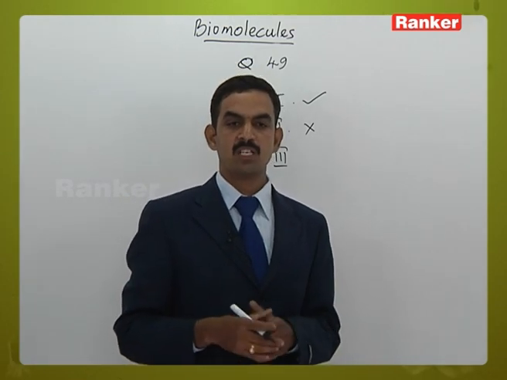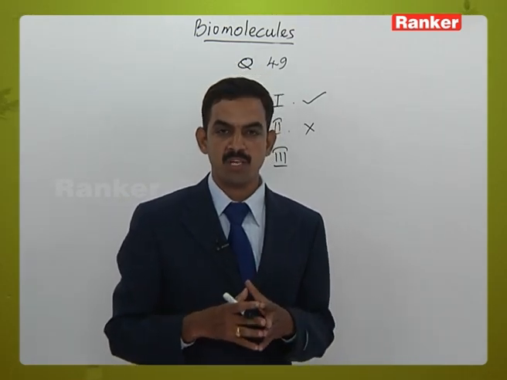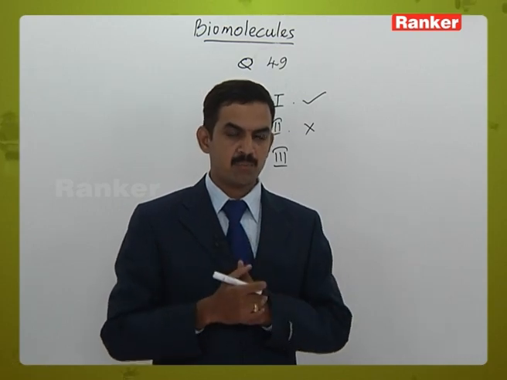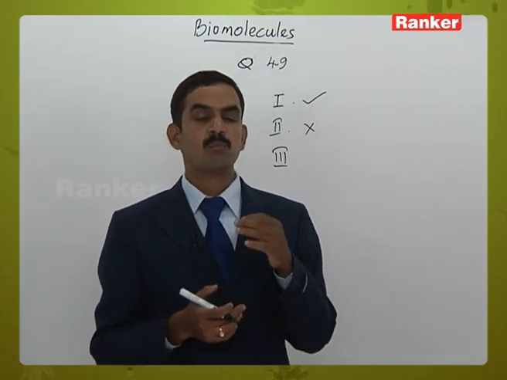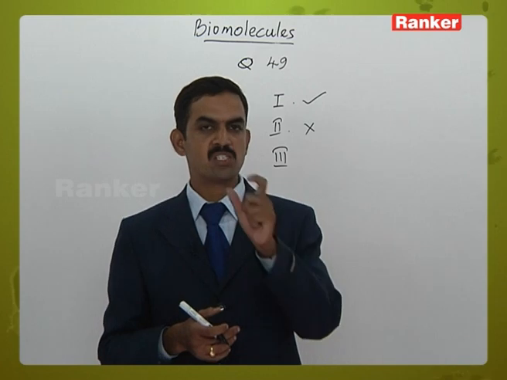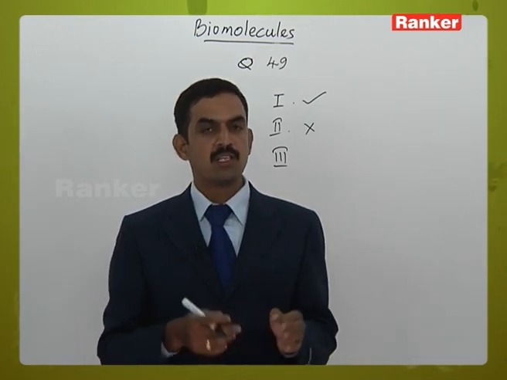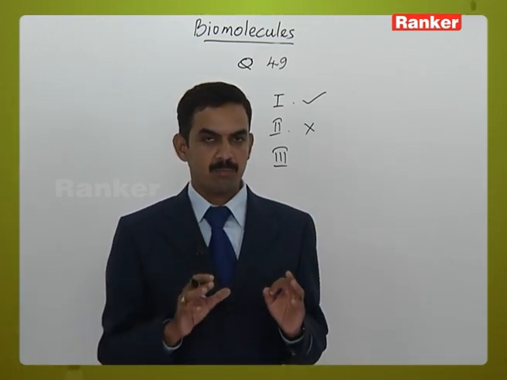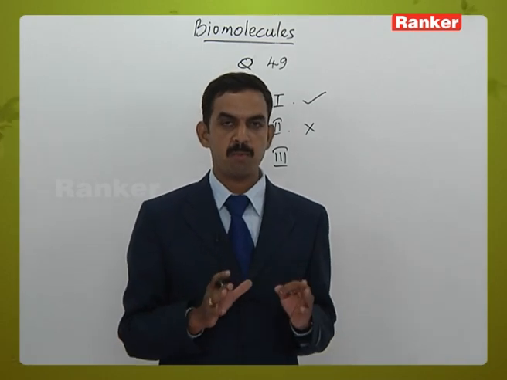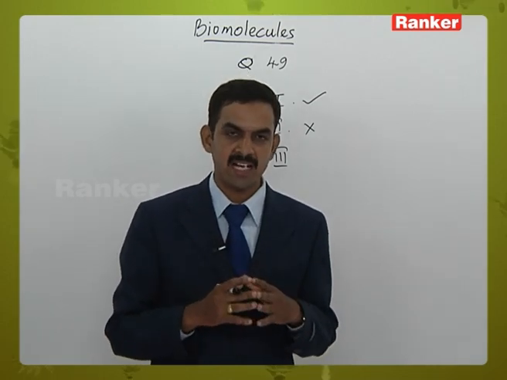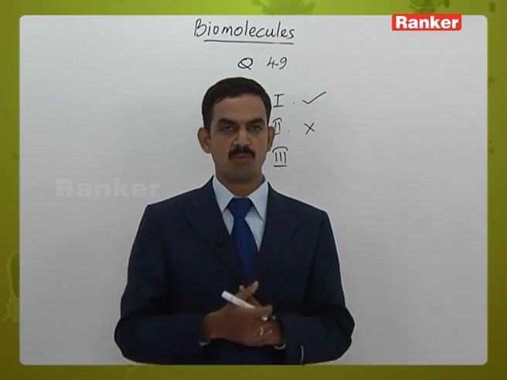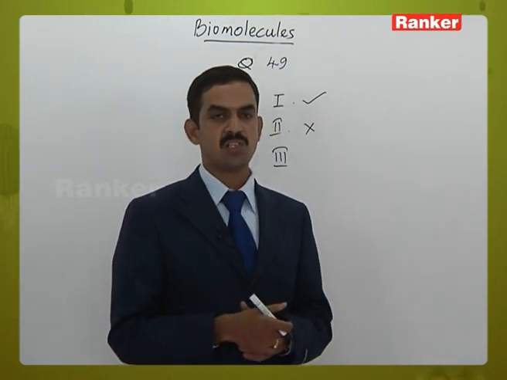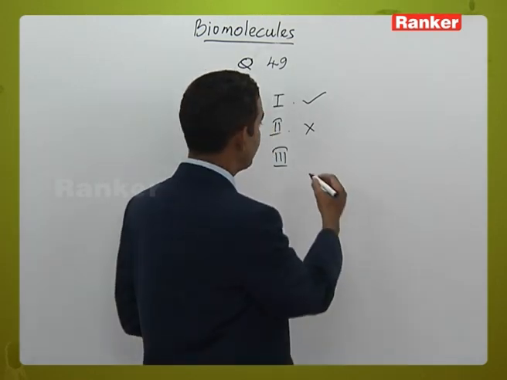Then coming to the third one, during glycosidic bond formation. Here the glycosidic bond is the bond that is formed between monomers of a polysaccharide molecule. The glycosidic bond formed between the monomers of a polysaccharide is by a loss of a water molecule. So that is also a process called dehydration. So that is correct.